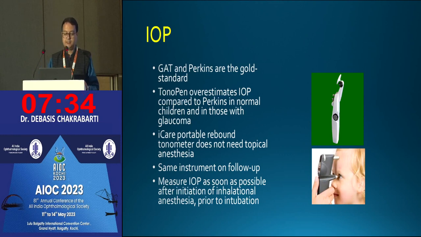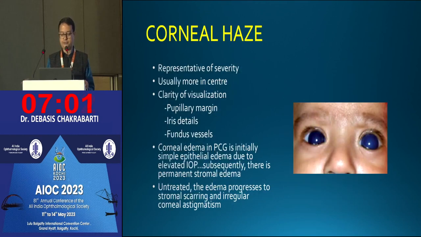So the intraocular pressure is usually measured by Perkins tonometer. Tonopen can also be used, but it has been seen that it slightly overestimates the IOP compared to Perkins in normal children and in those with glaucoma. The iCare portable rebound tonometer has an advantage in that it does not require a topical anesthesia. Ideally, we should use the same instrument for follow-up, and I would again stress that the IOP should be measured as soon as possible after the initiation of the inhalation anesthesia and prior to intubation.